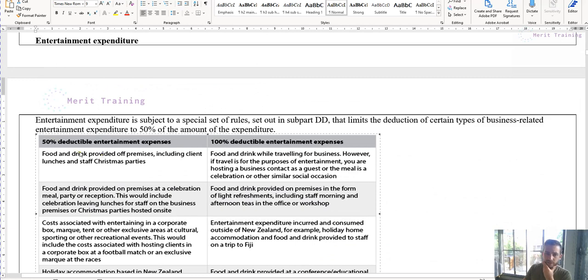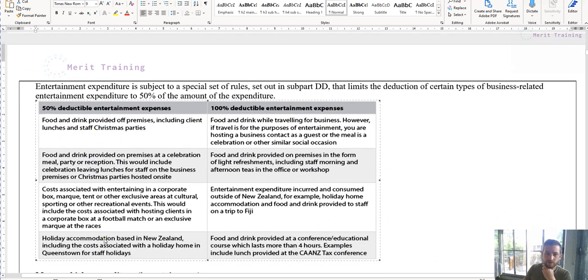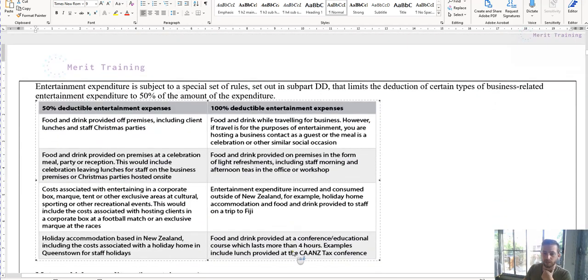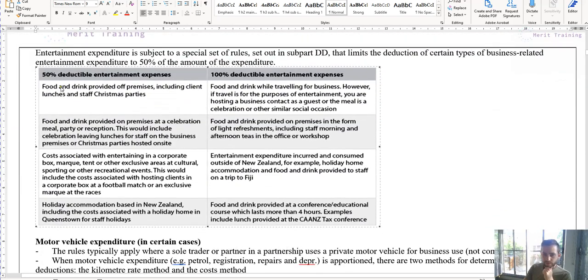But basically, these specific examples are 50% deductible, and these ones are 100% deductible. These are specifically defined. So 50% deductible ones are food and drink provided off premises, like a Christmas party, food and drink provided on premises, like a corporate box, holiday accommodation. These are all 50% deductible.